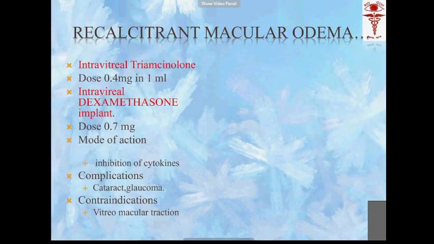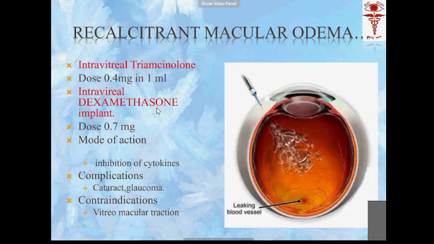Again for whatever injections or treatment you give, sometimes the macular edema will remain persistently with them. So for recalcitrant macular edema, we use steroids, that is intravitreal triamcinolone or intravitreal dexamethasone. Intravitreal dexamethasone is an implant which can stay in the eye up to 6 months and release the drug gradually. So this is how we give an intravitreal injection through the pars plana route, 3.5 millimeter from the limbus. We inject the drug into the vitreous cavity. Okay.